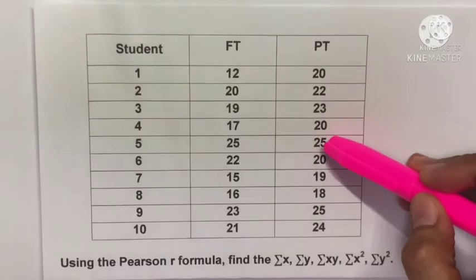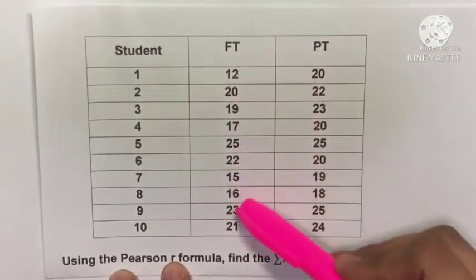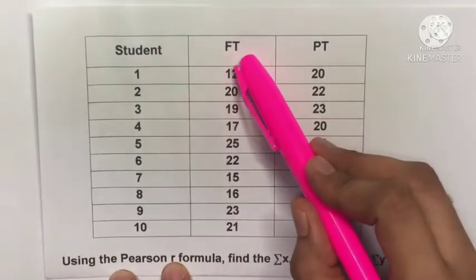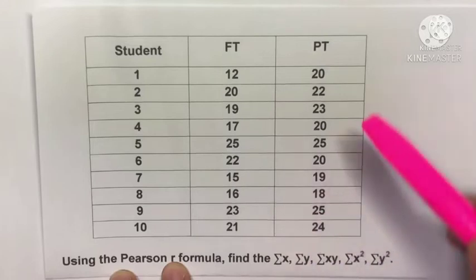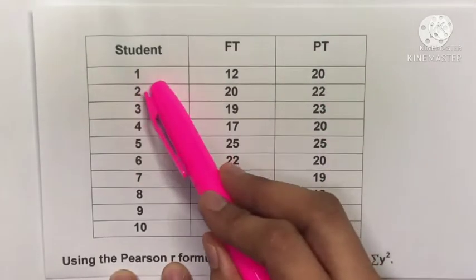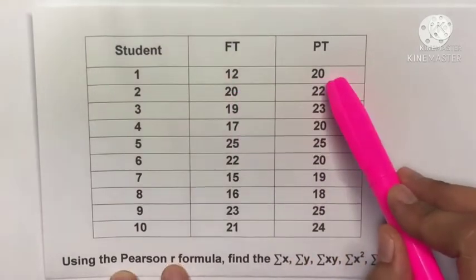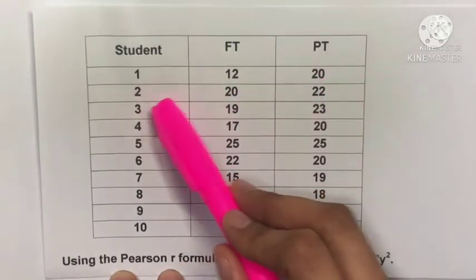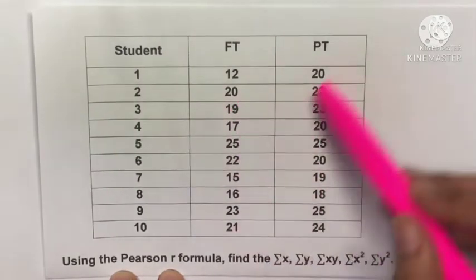So I have here the table. We have 10 students. Here are the scores of 10 students for the first test, and here are also the scores of 10 students for the parallel test or the second test. Student 1 got 12 for the first test and 20 for the parallel test. Student 2 got 20 for the first test, 22 for the parallel test, and so on.